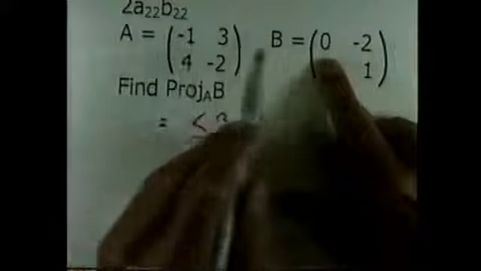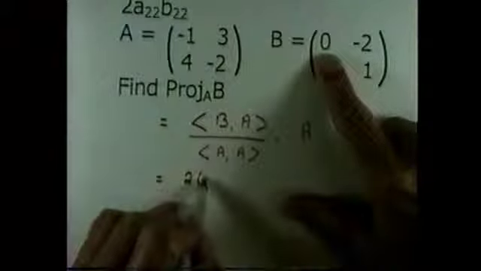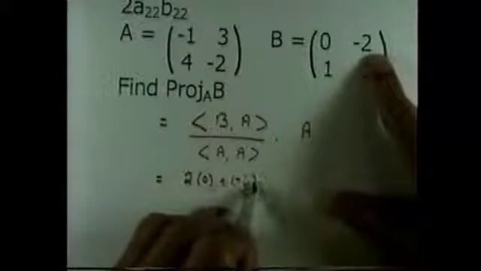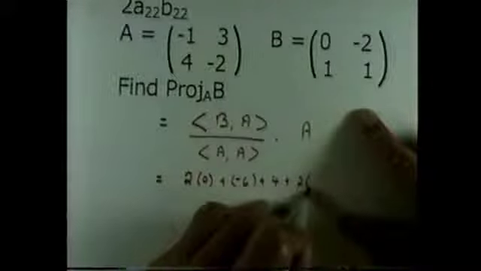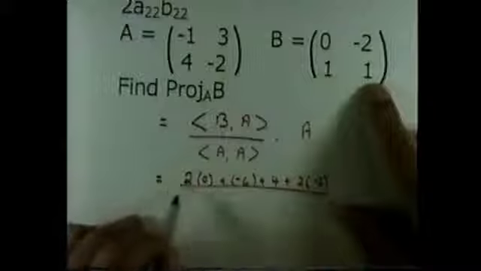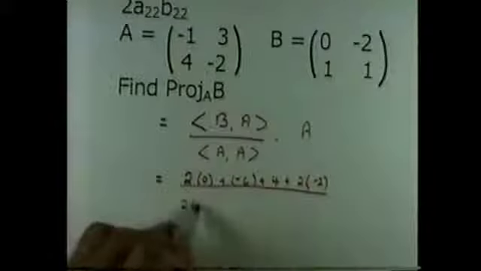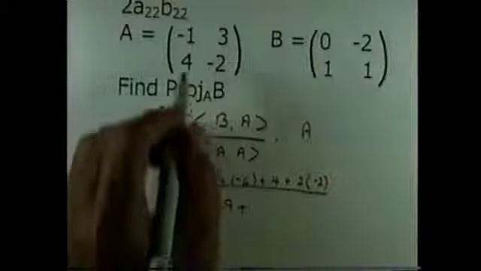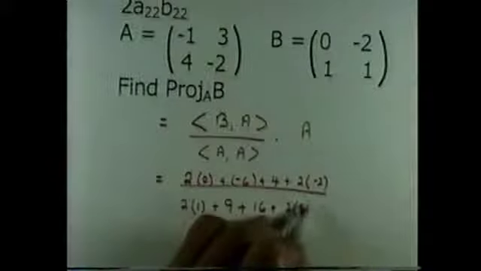Well, B with A is going to be 2 times the product of the first two, so that's 0, plus the product of the 3 and the negative 2, that's going to be a negative 6, plus the product of the 4 and 1, that's 4, plus 2 times the product of negative 2 and 1, which is negative 2, over, now A times A, it's going to be 2 times the product of negative 1 with negative 1, which is 1, plus the product of 3 with 3, which would be 9, plus the product of 4 and 4, which would be 16, plus 2 times the product of negative 2 and negative 2, which is 4.